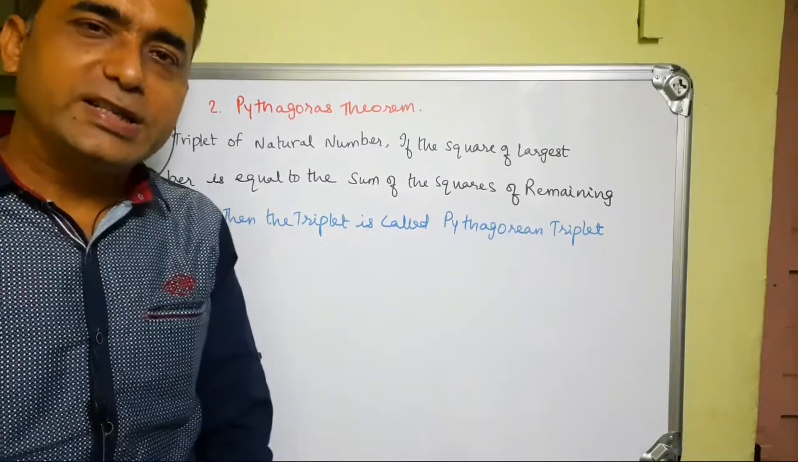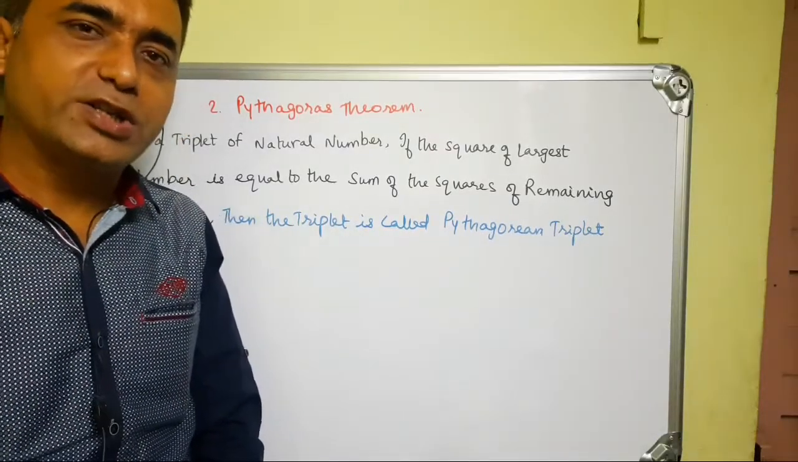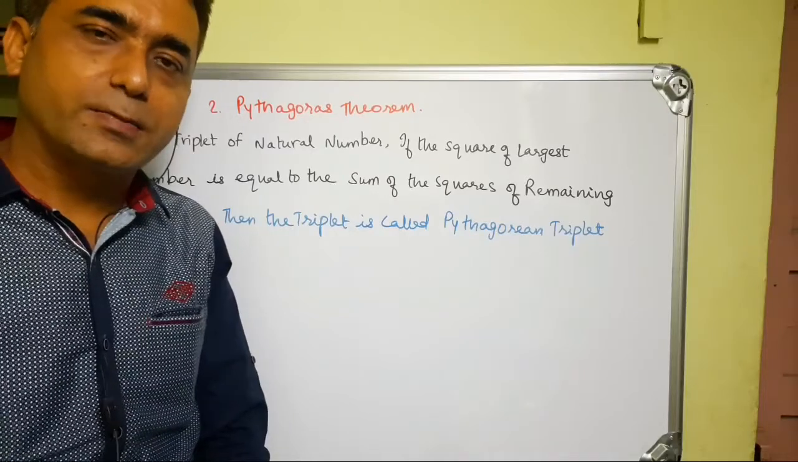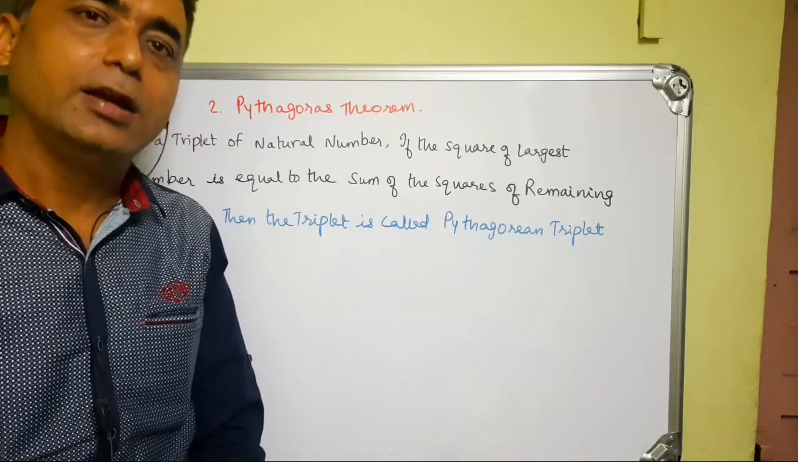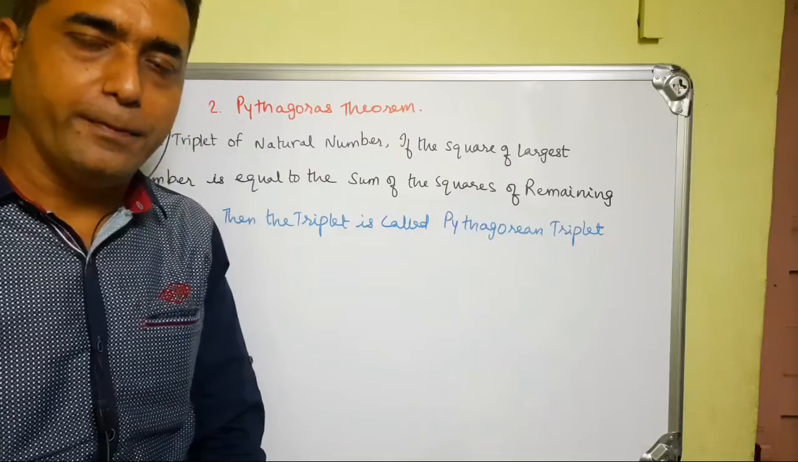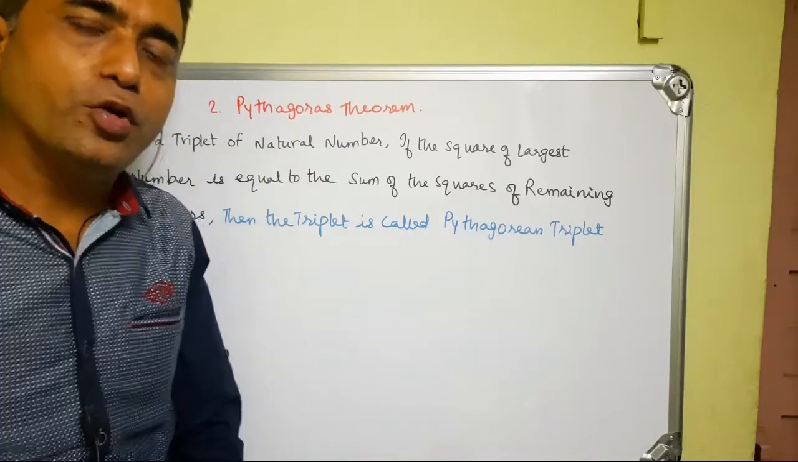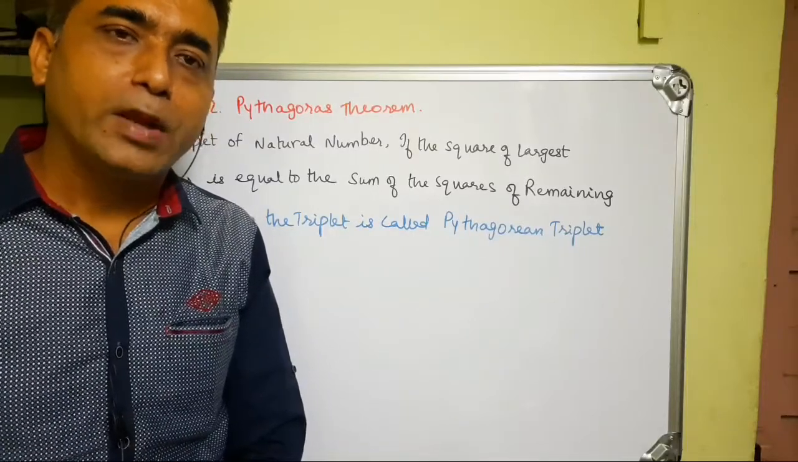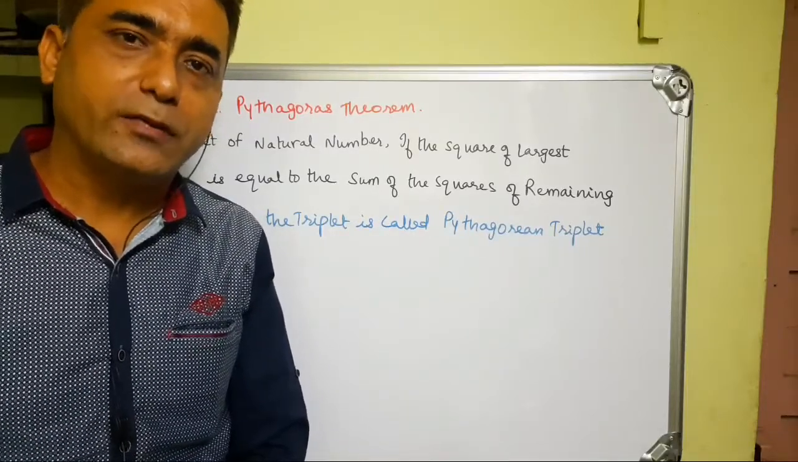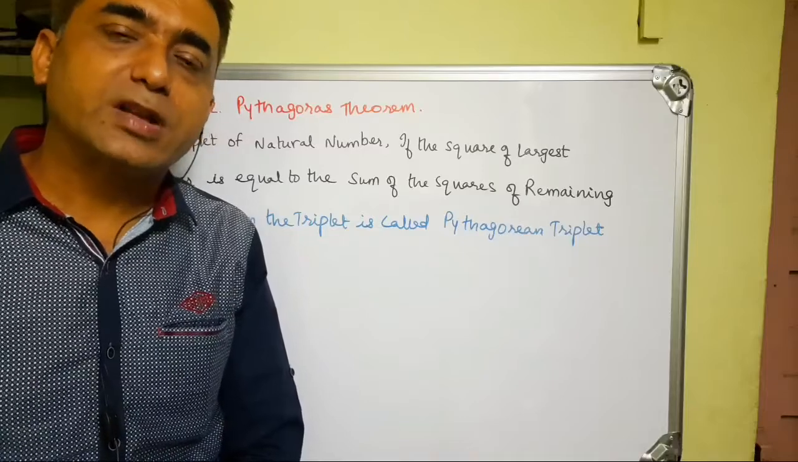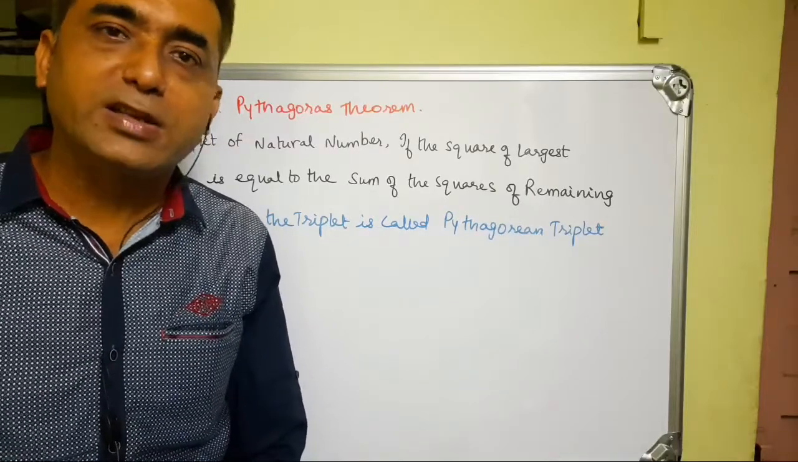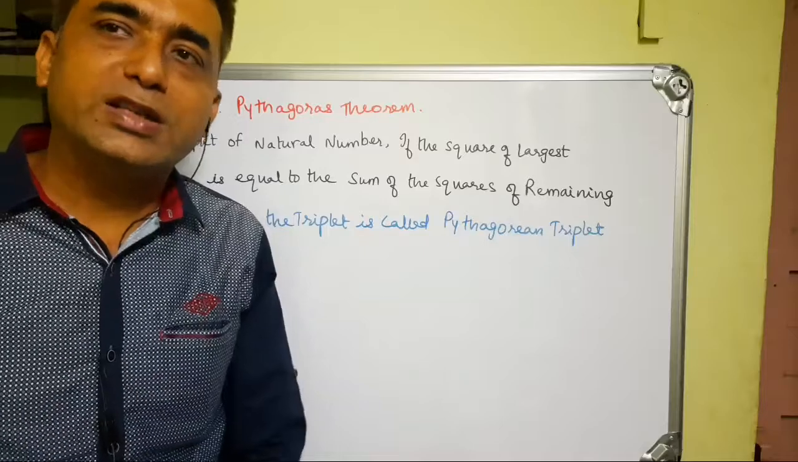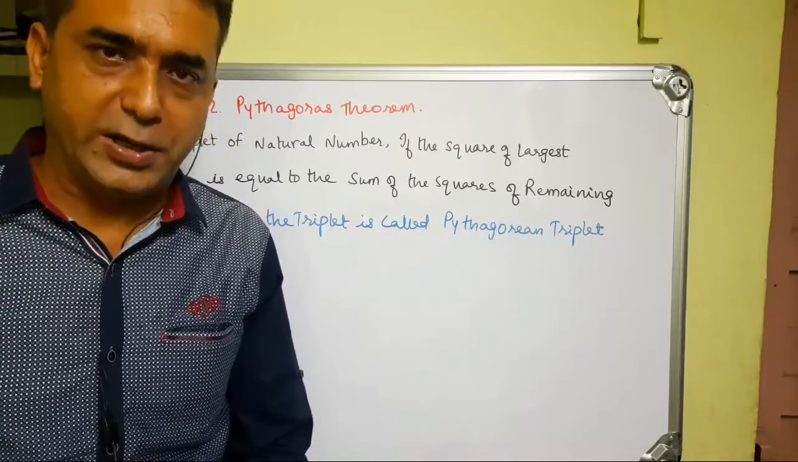Good morning dear students. Today we are going to start chapter 2 of maths part 2, class 10th, Pythagoras theorem. Now in this video, what are we going to learn? We are going to learn some basic concepts first of all, which you have already learned in the previous classes. So we will start with Pythagorean triplet.